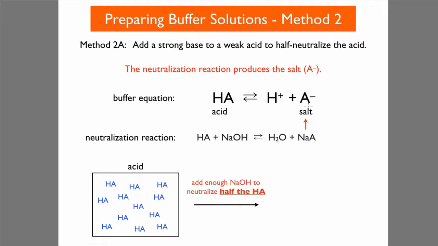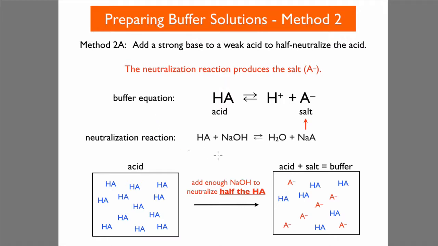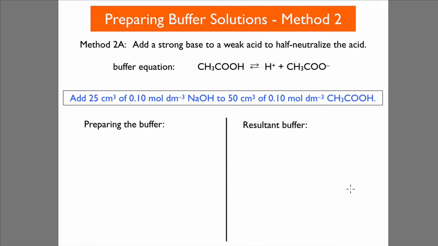You add enough sodium hydroxide to neutralize half of the acid because you do still want some of the acid left. So the acid plus the salt is the buffer, and you've got the anions and the molecules of acid in the buffer solution. Method 2A. Add a strong base to a weak acid to half neutralize the acid. Here's the buffer equation. We've got ethanoic acid with the ethanoate ion and obviously some hydrogen ion present.